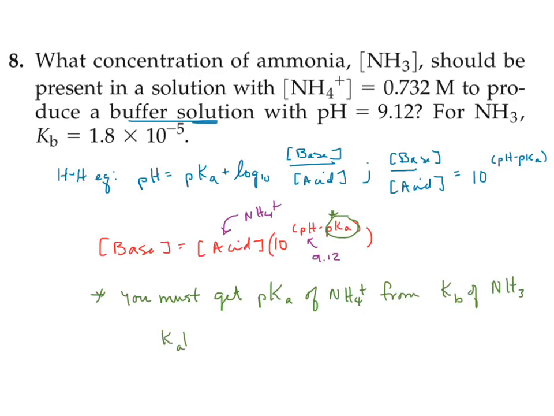Okay, so your conjugate acid is NH4 plus. You will not find NH4 plus on a table. You will find NH3 on a table for a weak base. So to get to that pKa of NH4 plus, you need to get it from the Kb of NH3. And then I reminded you how we did it before.